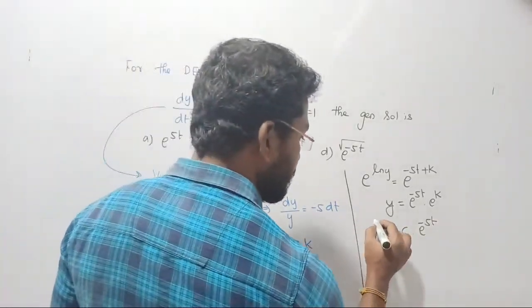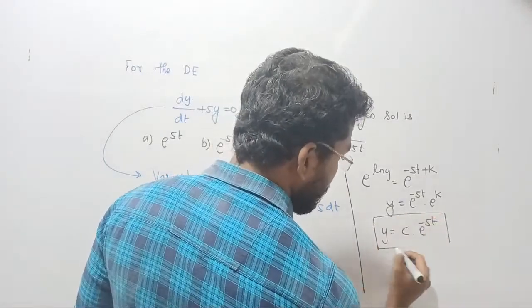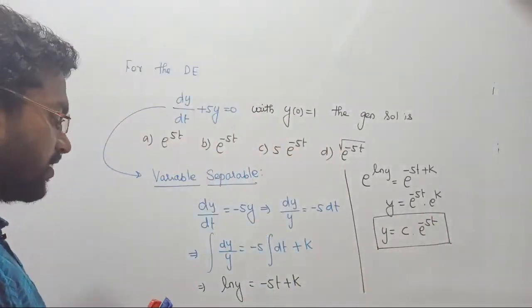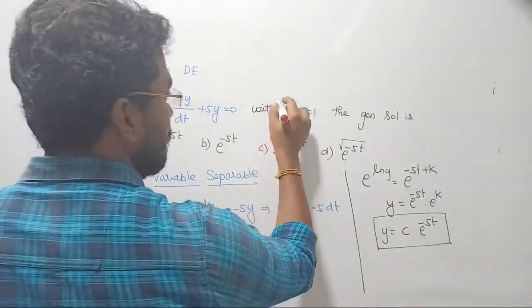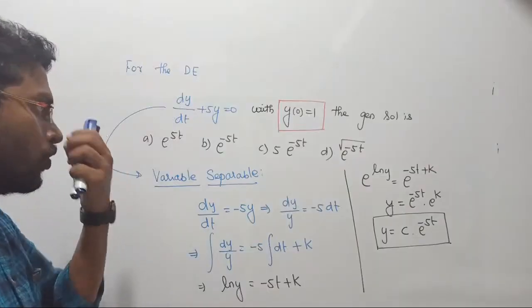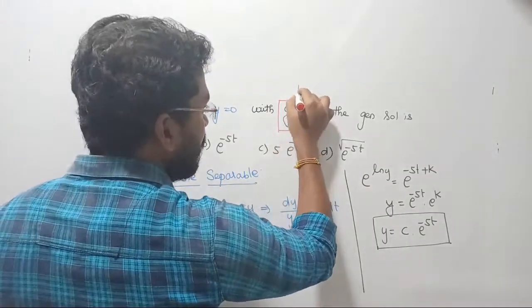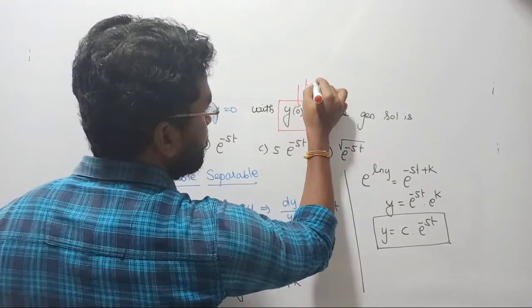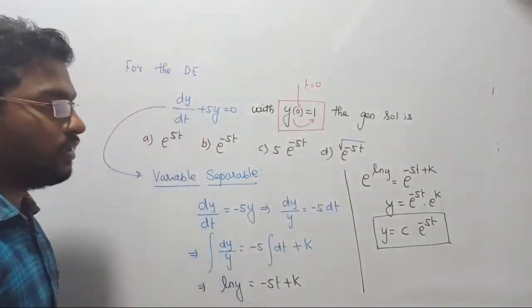Now anyway this is going to be the final solution, but they had given some conditions. What is the condition that they were given? If you observe the question carefully, they said y of 0 equal to 1. What do they mean? At t equal to 0, y equal to 1. That is the meaning of that.